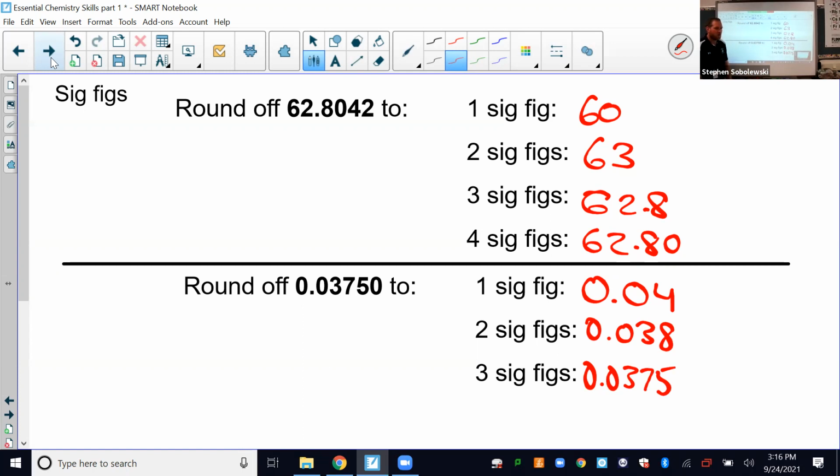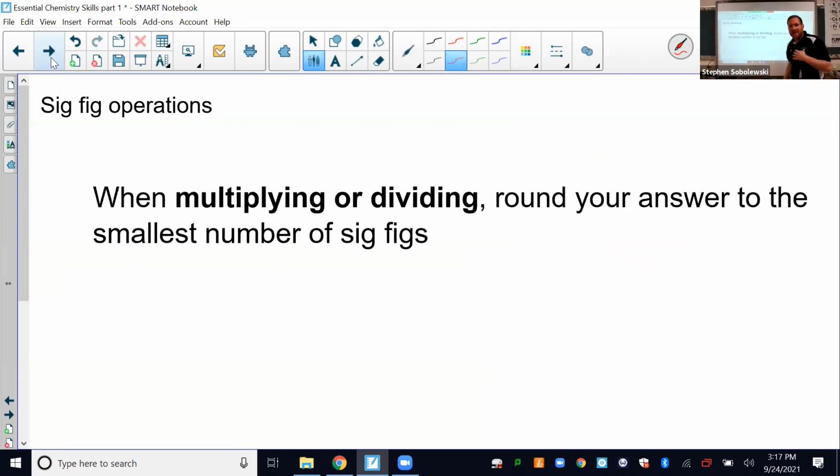Okay. Hopefully we're good with sig figs and rounding numbers off to sig figs. Our last topic of this video, sig fig operations. When multiplying or dividing, which is what we're going to do 90+% of the time, you round your answer to the smallest number of sig figs. So you look at all the numbers that went into your calculation and you count the sig figs in those numbers. The smaller number of sig figs is what you need to round your final answer off to.